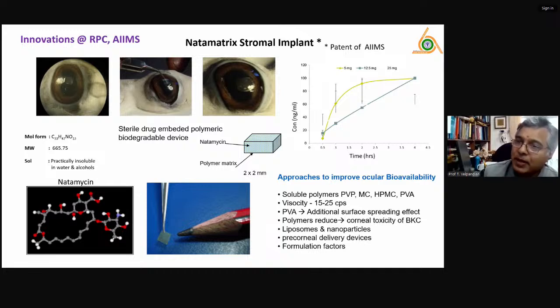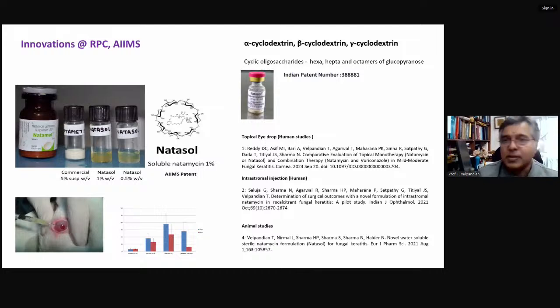What we did is that we made a small drug-eluting matrix, that is Natomatrix, which elutes natamycin over a period of time and is implanted intrastromally. It's again our IP. This is something of a revolution. I think you must have heard about it so much. Professor Namrata Sharma has done the clinical trials.